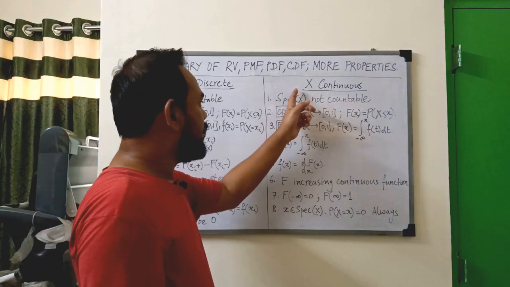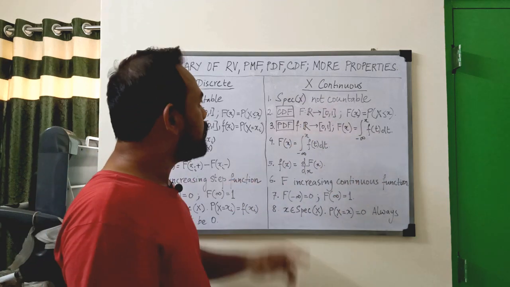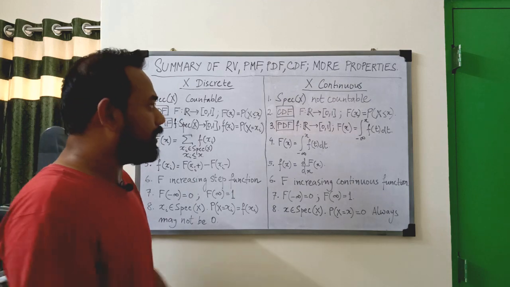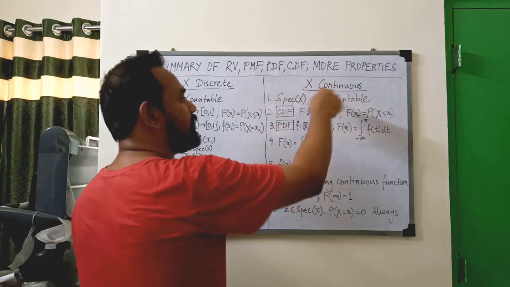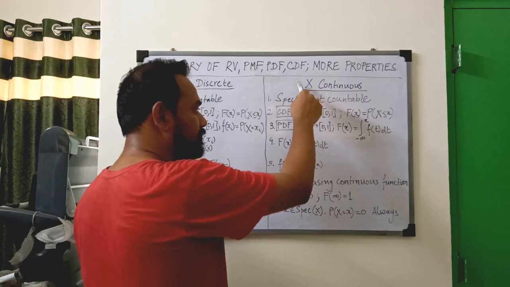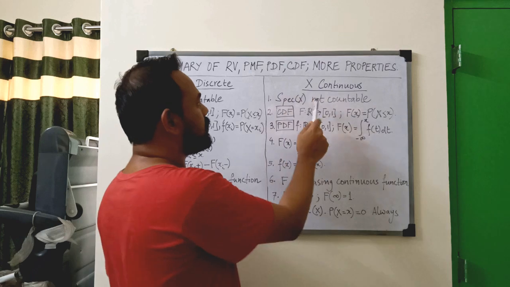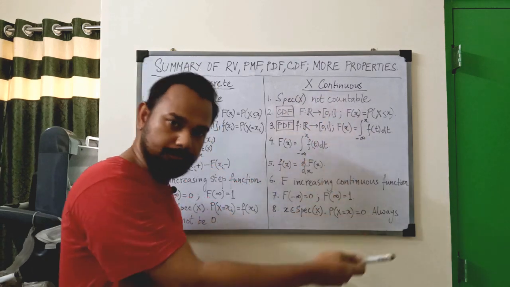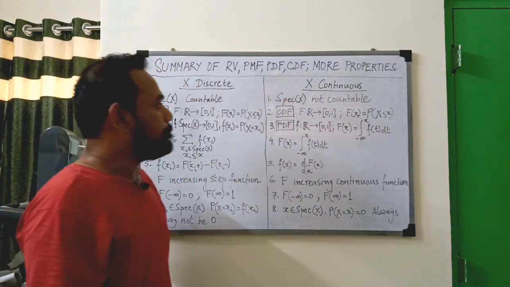Well, in case that spectrum or the image set is not a countable set, then X would be called a continuous random variable. We will come to this definition later; the definition of continuity for a random variable is a slightly twisted, slightly reversed one. But for the moment, if X is continuous, then the spectrum of X could not be countable, because if it was countable, it would be called discrete.